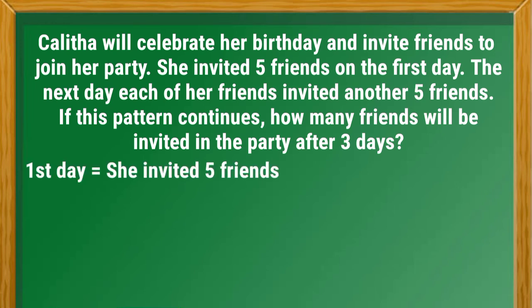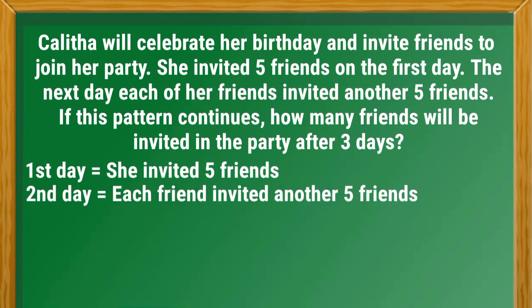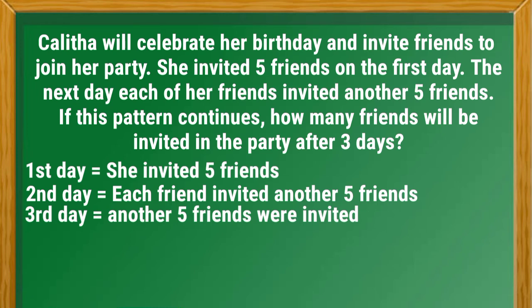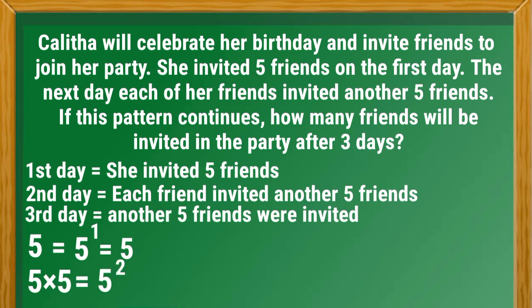From this pattern, it shows that on the first day, she invited 5 friends. The next day, each friend invited another 5 friends, and on the third day, another 5 friends were invited. So we can write it this way. In the first day, we have 5 friends, or 5 to the power of 1, which is equal to 5. On the second day, 5 times 5, or 5 squared, or 5 to the power of 2, which is equivalent to 25 in standard form.